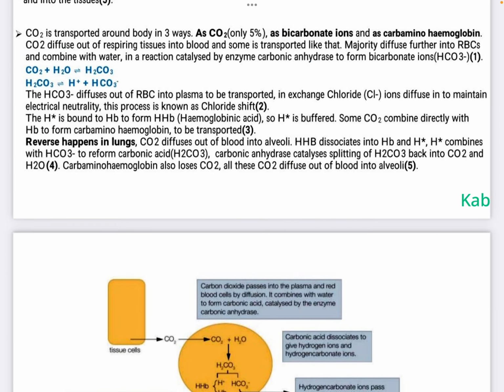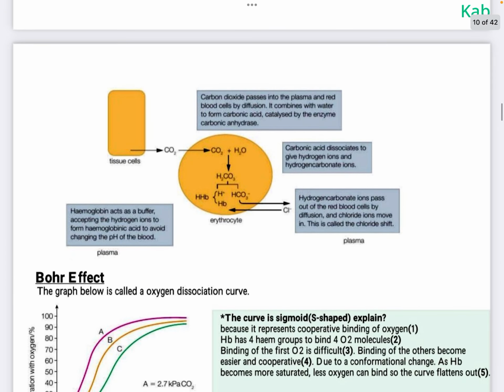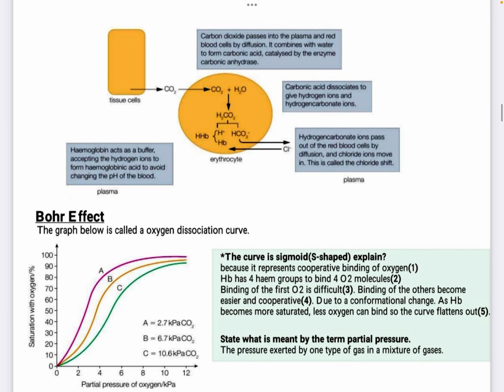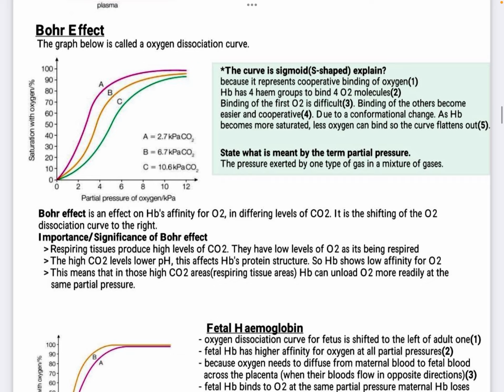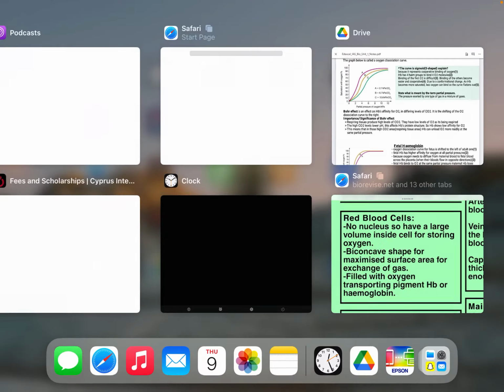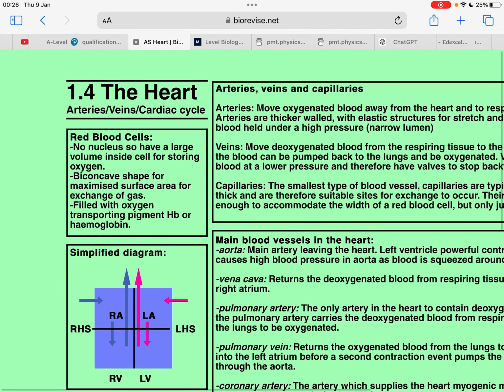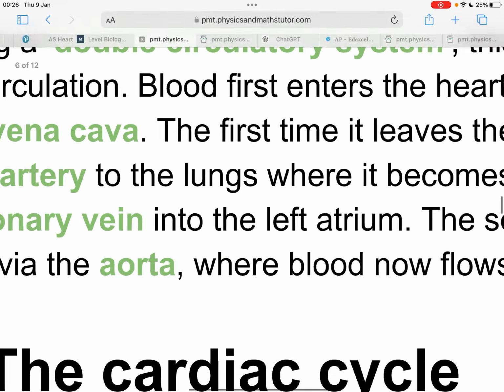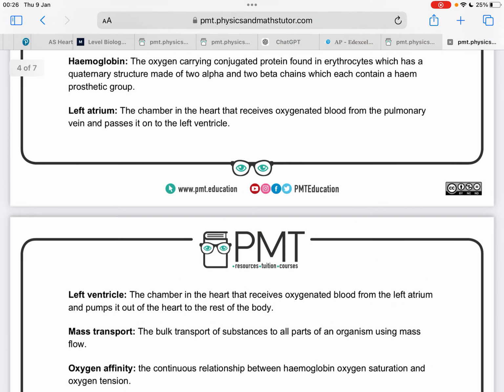Not what I like. So we're just gonna focus on it in the revision part. So before we go to the Bohr effect, let's revise, not this PDF, this one.